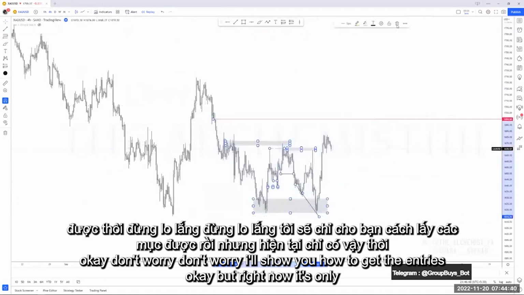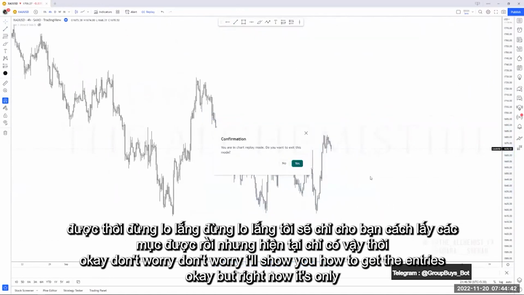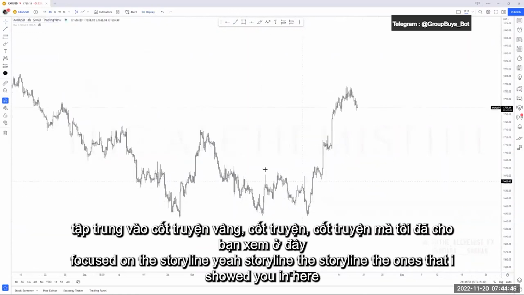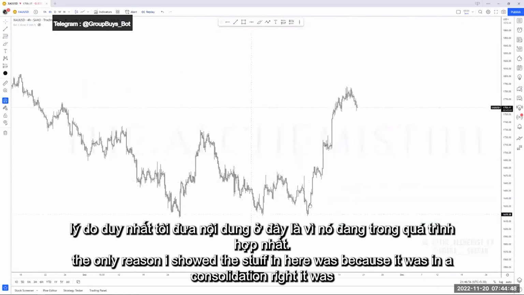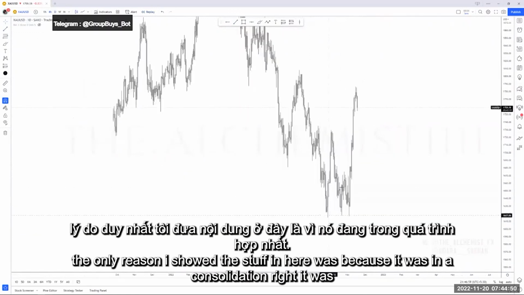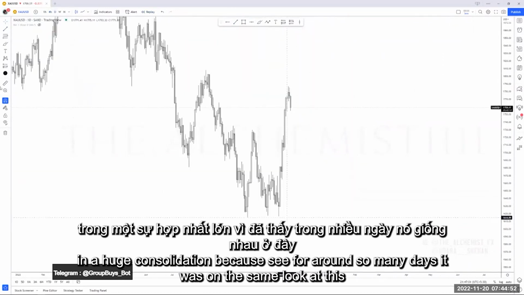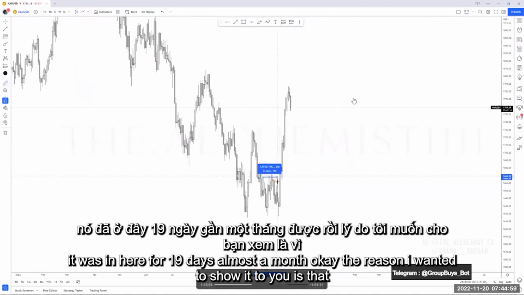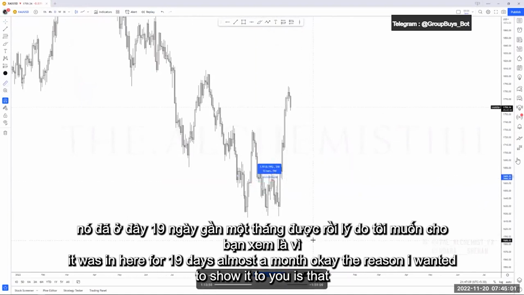Don't worry, I'll show you how to get the entries. But right now let's only focus on the storyline thing, because the reason I showed the stuff in here was because it was in a consolidation, right? It was in a huge consolidation, because for so many days it was on the same level. Look at this. It was in here for 19 days, almost a month.